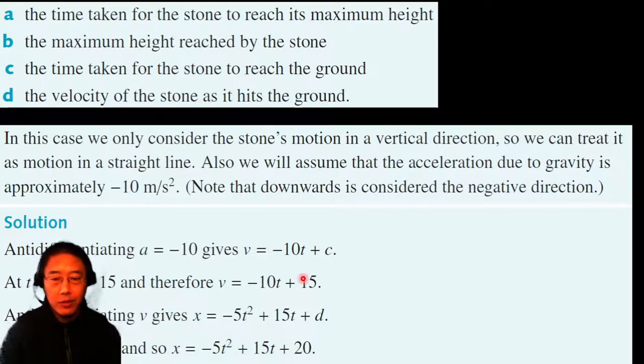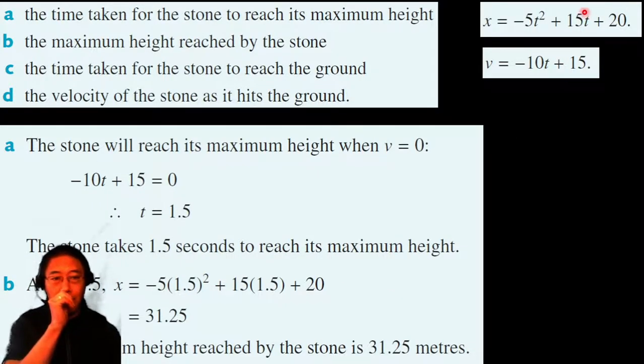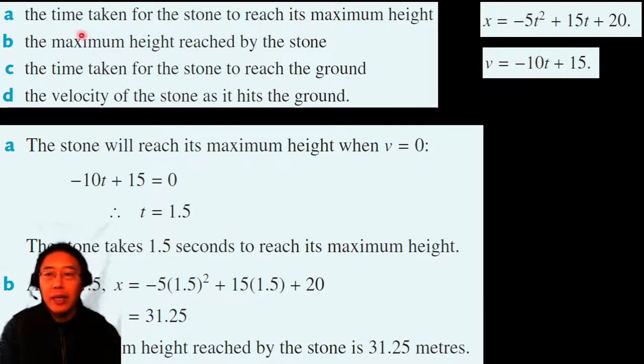So we need to keep the rule for x and v, which is what I did in the next slide. Now to answer question A, the time taken for the stone to reach its maximum height. The maximum height is when v equals 0, when the stone stops moving. So you solve the equation for v equals 0. It gives you the t value, and that's when it reaches the maximum height.